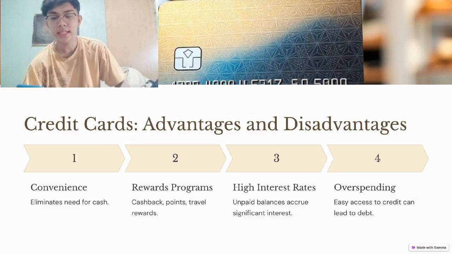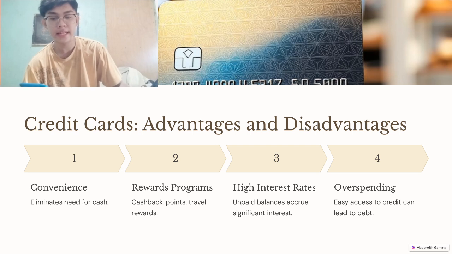Next is what is a credit card and explain its advantages and disadvantages. So a credit card is a financial tool issued by banks or financial institutions that allow users to borrow funds up to a pre-approved limit for purchases or cash advances. Users must repay borrowed amounts either in full or through monthly installments, often with interest on unpaid balances.